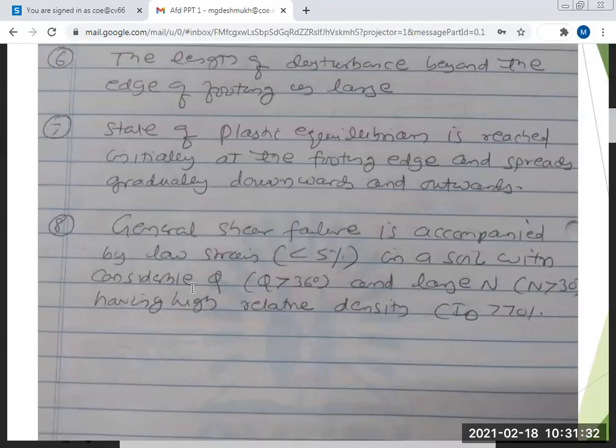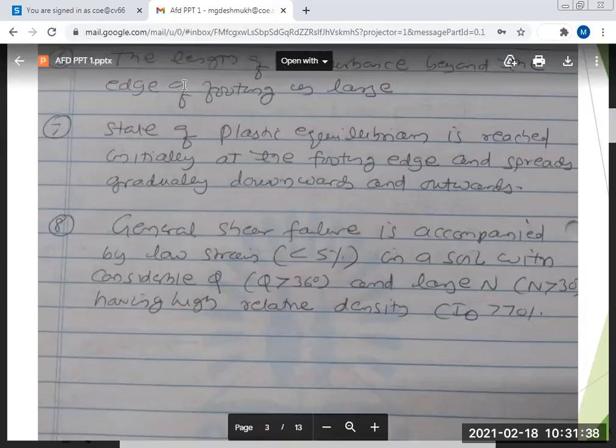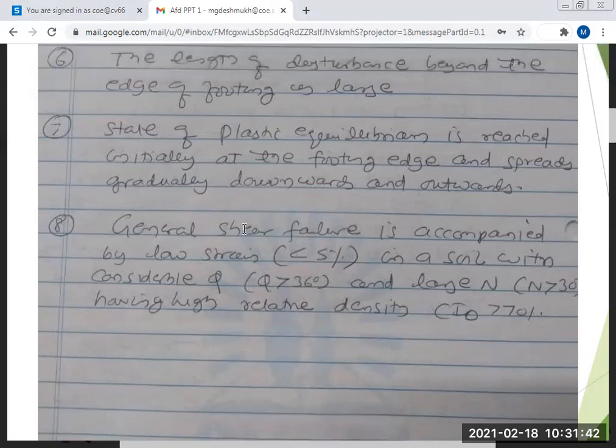What is the strain here? What is the phi here? What is the N here? What is the ID here? That you should know. These are some statistics of general shear failure. How it differs from a local shear failure, that you should know here.